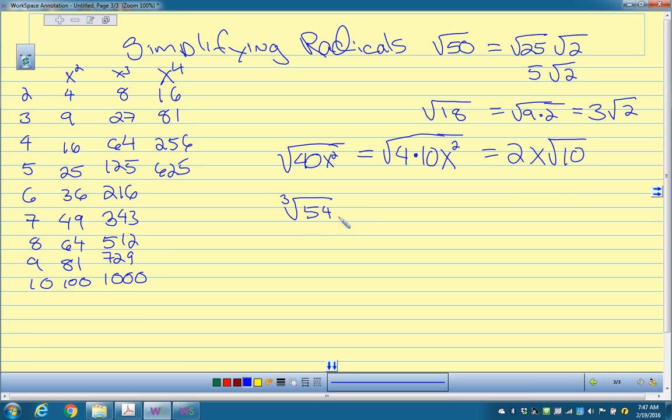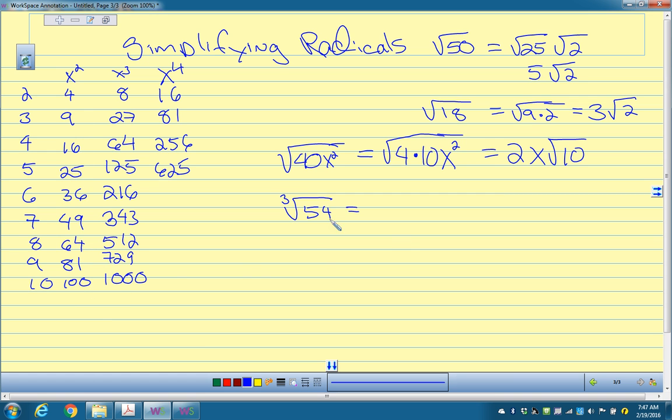Cube root of 54. Calvin? For the 41, why couldn't you pull out 8 and 5? Because 8 is a perfect cube, and this says square root, not cube. If it was cube root, I would want to pull out an 8. But I'm not taking a cube root, I'm taking a square root. So I want numbers that I can take the square root of.